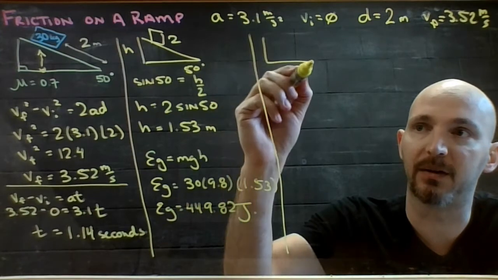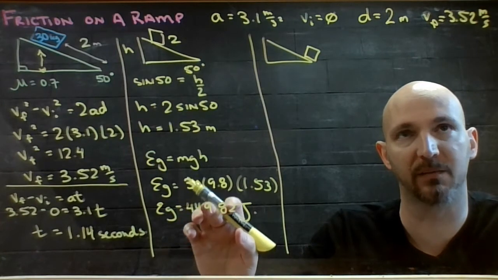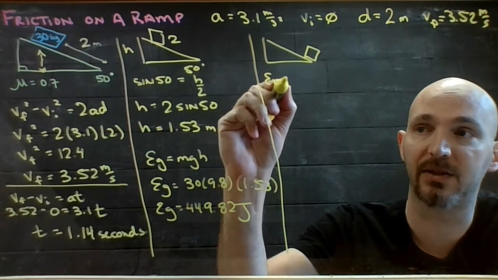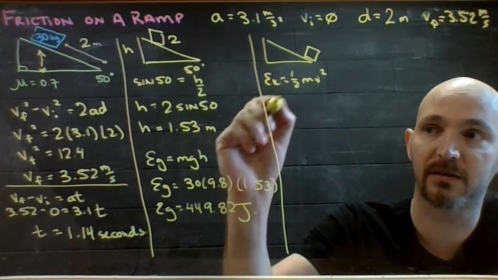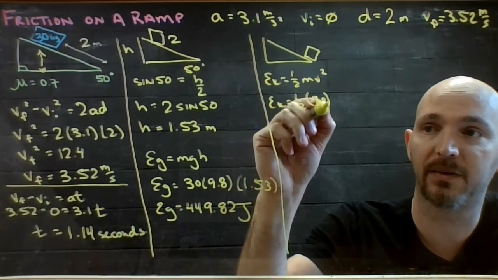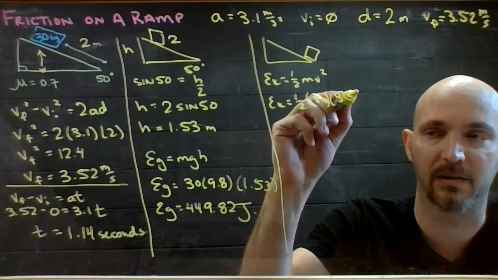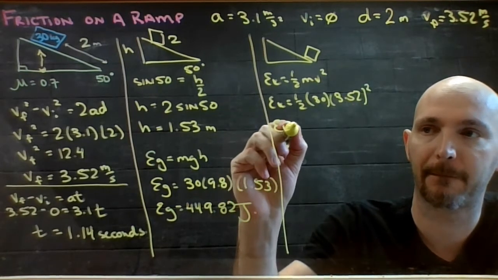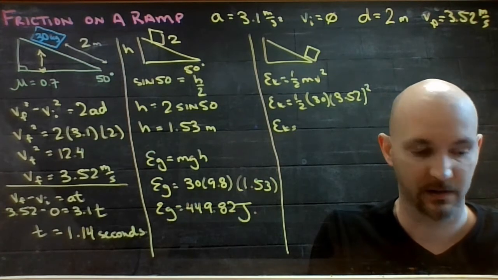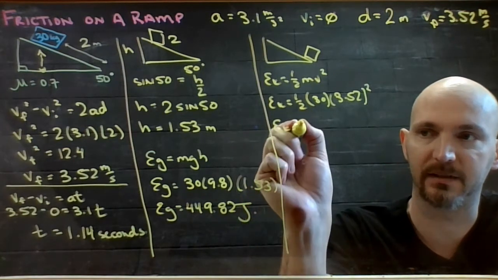At the end of the experiment, the block is down here. So it doesn't have any gravitational potential energy anymore, but it does have kinetic because it's been moving. So kinetic energy is 1/2 mv squared. At the bottom, I'll have 30 kilograms, and it will have reached its final speed of 3.52 meters per second. So 3.52 times itself times 30 divided by 2 gives me 185.86.